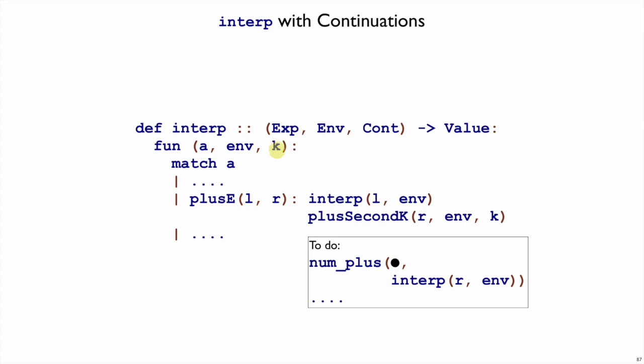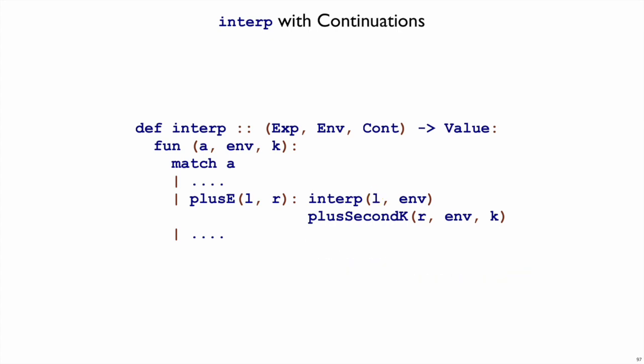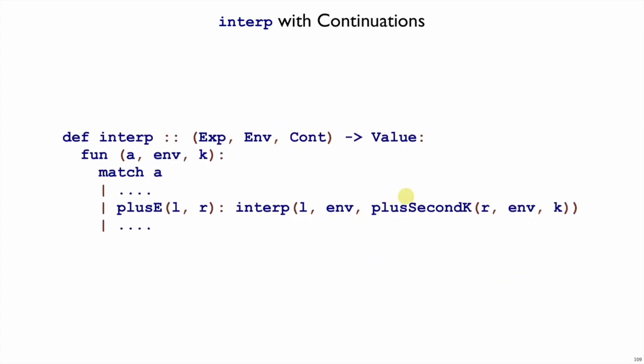And k then means this is how you continue after you get the result of a plus, so that's why it becomes the last argument to plus second k. And then when we have this call to interp right here, now we are missing a third argument to that interp. The third argument should be what to do next when you get the result of the left-hand side expression. But that is, of course, exactly what plus second k is, so we pass it along as the third argument there. So this is the full implementation of plus e now in our new interpreter.